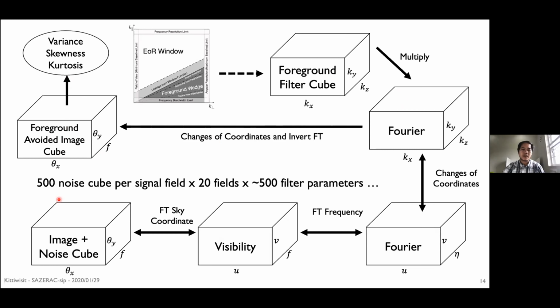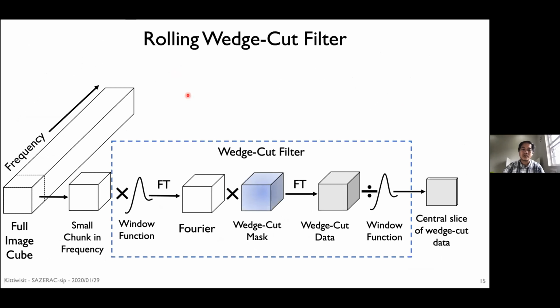So we did a Monte Carlo simulation of these with 500 noise cubes per signal field, 20 fields to mimic the sky coverage of HERA, and 500 filter parameters. Here the parameters mean we experiment with the different extents of the foreground wedge, and you see here the leakage from the window function. When you do FT, you usually apply a window function to improve the dynamic range, and usually that causes the leakage of the foreground beyond the theoretical foreground wedge.